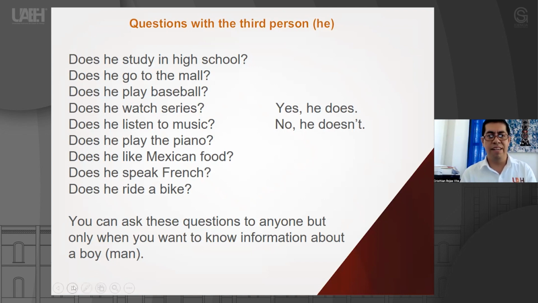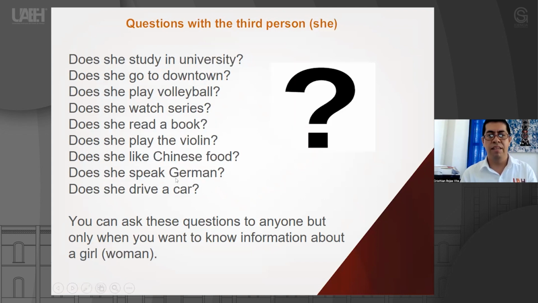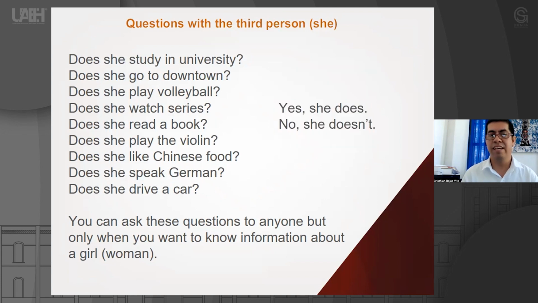So let's proceed with the next slide, that it is also about the same information, but this time we're using the personal pronoun she, that it is for her. Yeah, you're right. Does she study in university? Then we have two possible answers. Yes, she does, or no, she doesn't. Does she play volleyball? Yes, she does. Does she read a book? Yes, she does. Does she play the violin? Oh, no, she doesn't. Does she speak German? No, she doesn't. Does she drive a car? Then you have two possibilities right there.